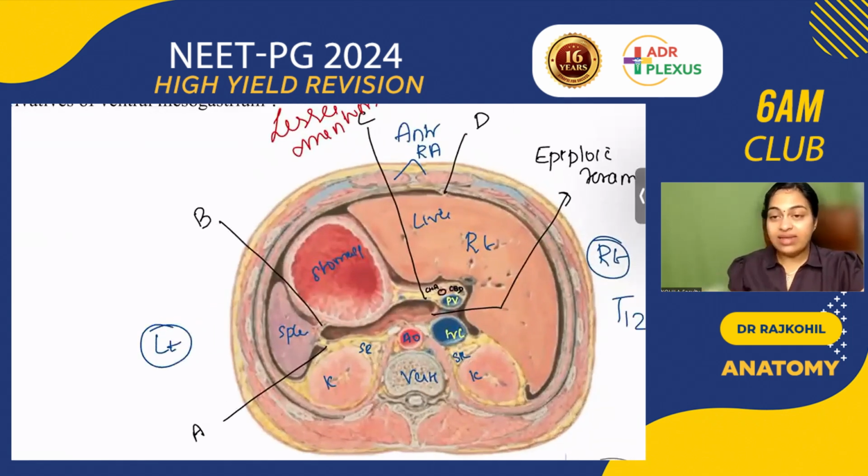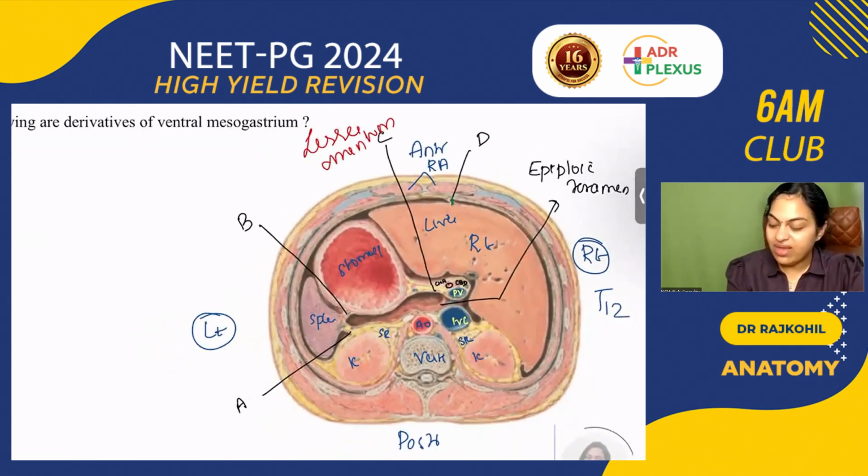Yeah. And from the anterior aspect of the liver going to the anterior abdominal wall, D. Yes, most of you got it right. What could that be? That's the falciform ligament. I'll just take a red color to name all the ligaments. Okay, A, B, C, D.